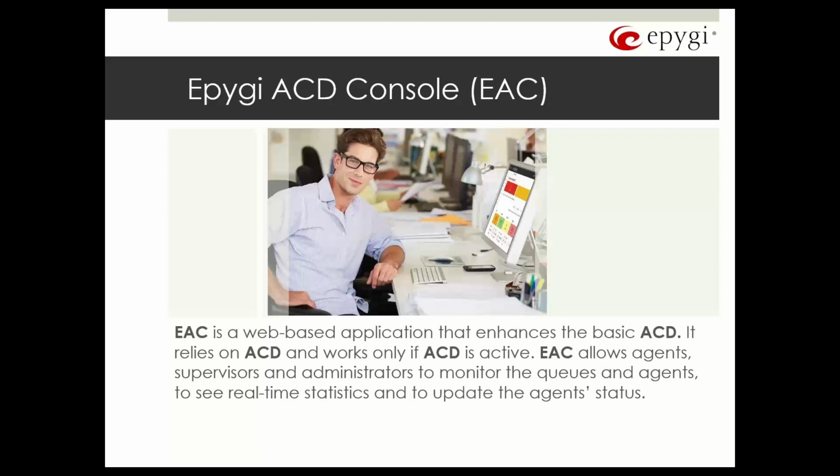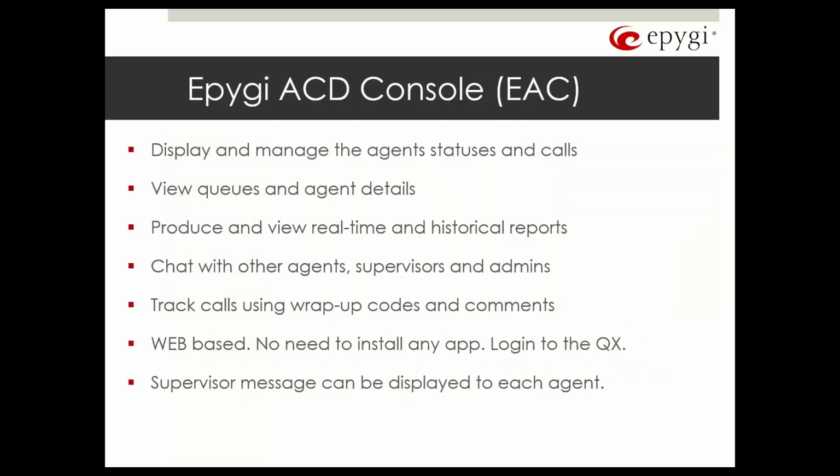So the EAC is a web-based application, basically an enhancement to the basic ACD, as we've already mentioned. It does rely on ACD to work and allows agents and supervisors to monitor the queues and agents and see real-time statistics. The EAC console can display and manage the agent statuses, view queues and agent details, produce reports, chat with other agents and supervisors, and track calls, enter wrap-up codes and comments.